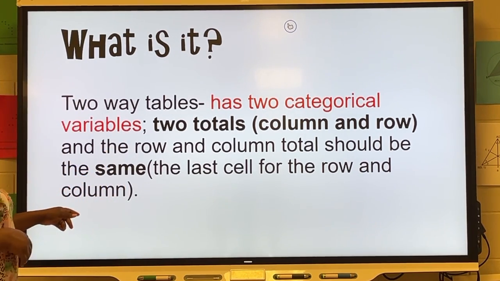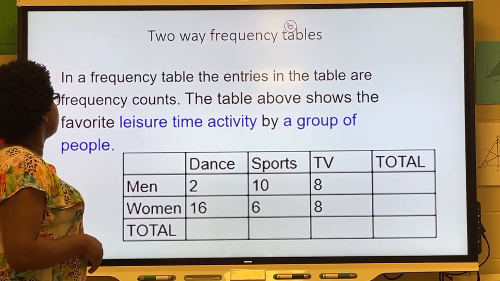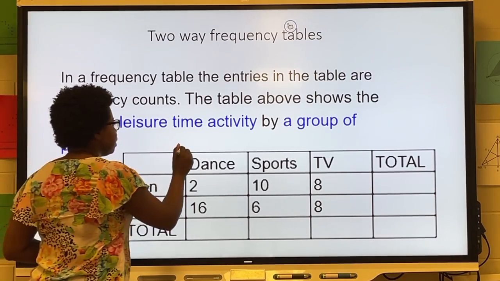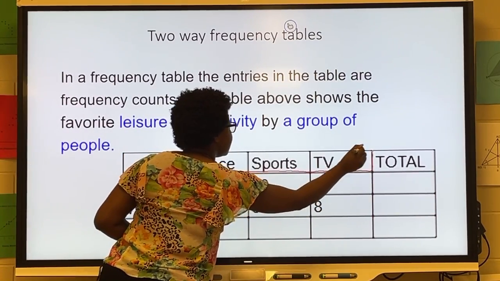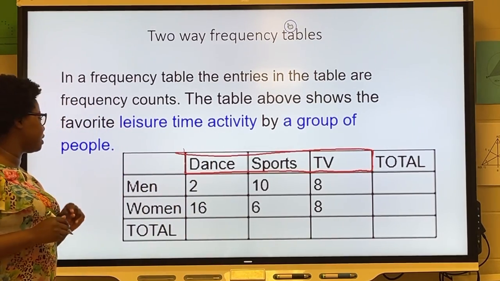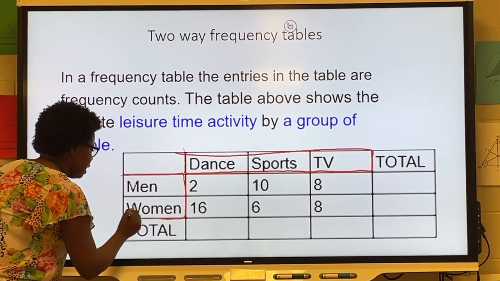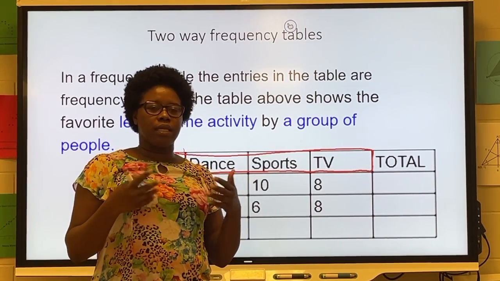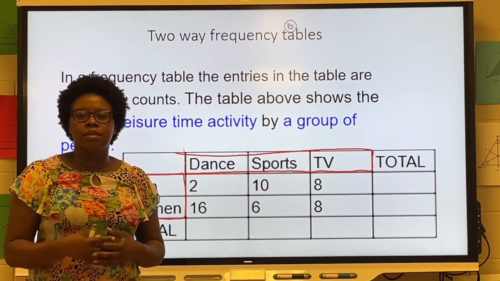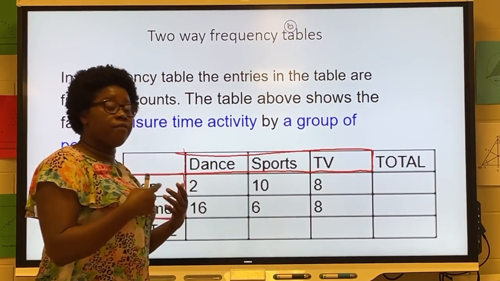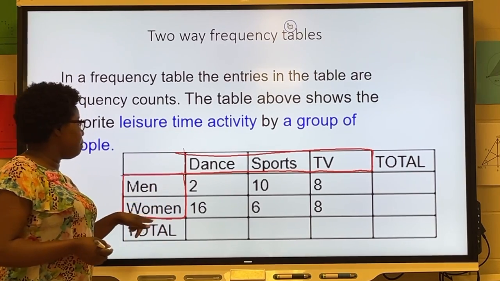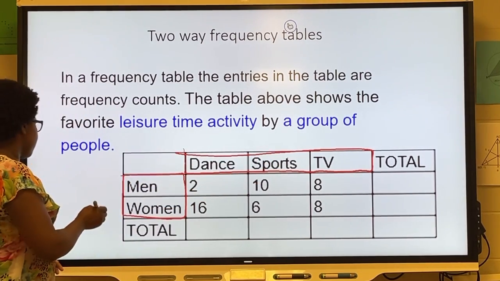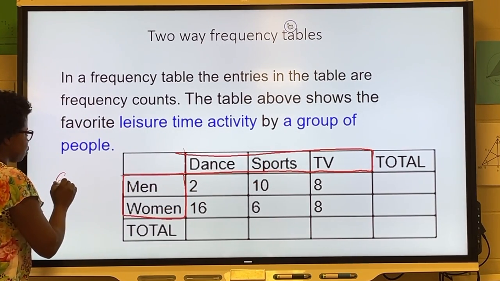So you may ask yourself, what does this look like? To know what it looks like is basically you having two categories. So right here, sports, dance, and TV can be in one category, male and female in another. Sometimes scenarios that you read will tell you what each category is, but sometimes they'll ask you to give a category to it. So right here, men and women, they want us to label this as group of people.